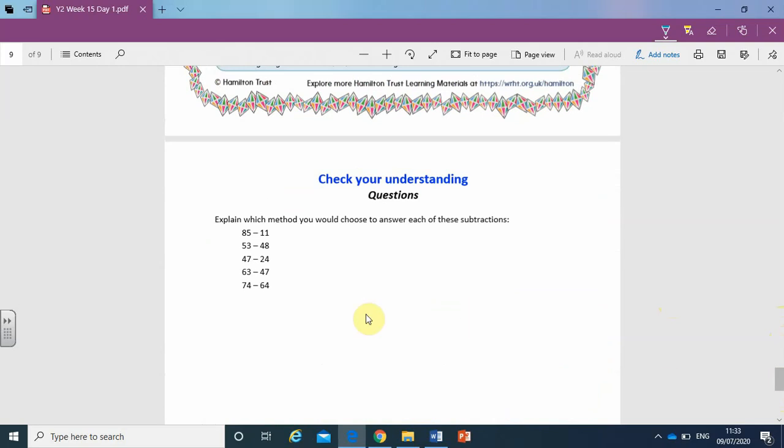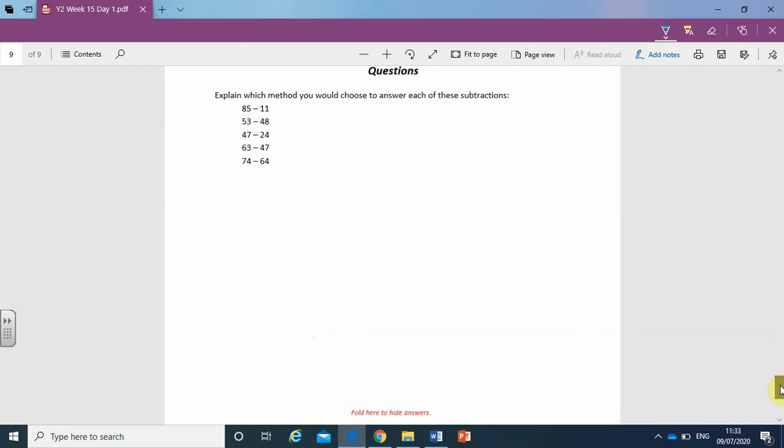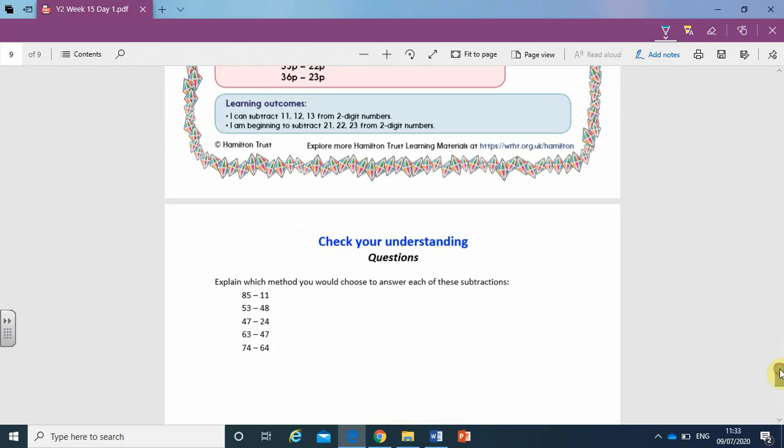So check your understanding questions. I'm not going to go through these because this is your opportunity to show your understanding, but we've got some similar questions. You're going to explain which method you would use, whether it's counting up or counting back. Tell us why for those sums there. And there's some answers which I won't go on.